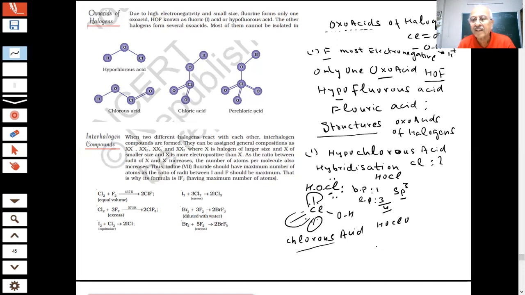Then how do I write the structure of chlorous acid? I am putting 4 bonds, students. Now you have one OH and one oxygen. We already know an oxo acid will have one double bond and one OH. Then there are lone pairs, and this is a lone pair. Okay? Yes, sir. So we can write the structure of these, students.